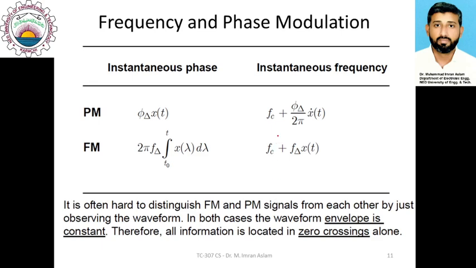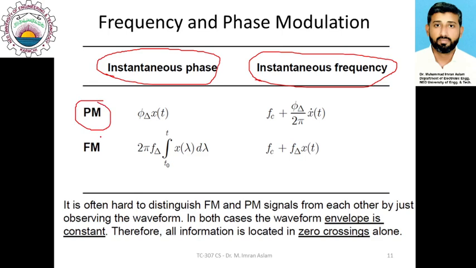This is a summary of the relationships that we have discussed so far for frequency and phase modulation. Actually, there are two parameters that we are discussing. One is the instantaneous phase of the modulated signal, and second is the instantaneous frequency. And the third parameter, which is the amplitude, should be treated as constant for both PM and FM signals.